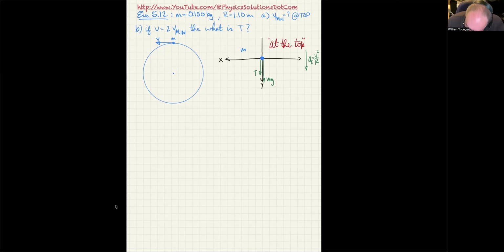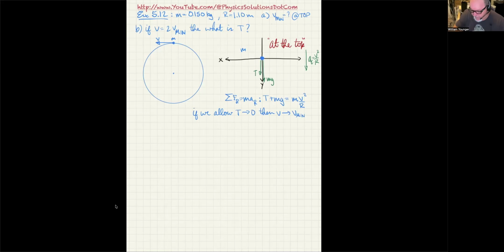So this is the free body diagram for the top. Now I'm going to say the summation of the forces in the radial direction equals mass times acceleration in the radial direction, which in this diagram is clearly the y direction. But what we see is we have T plus mg is equal to mv squared over r. If we allow T to go to 0, then v goes to v min.